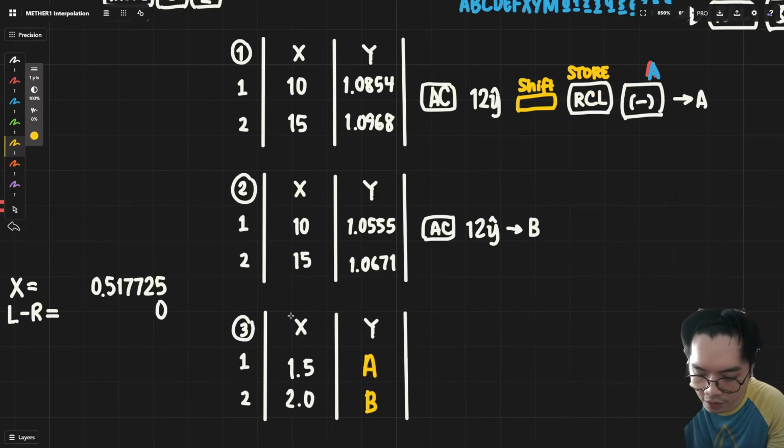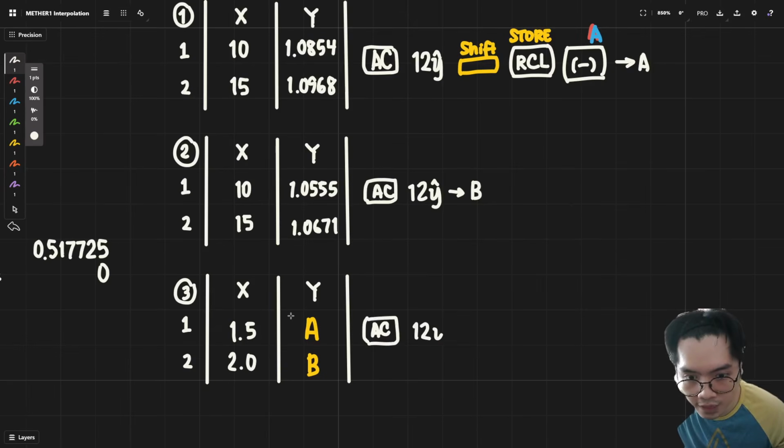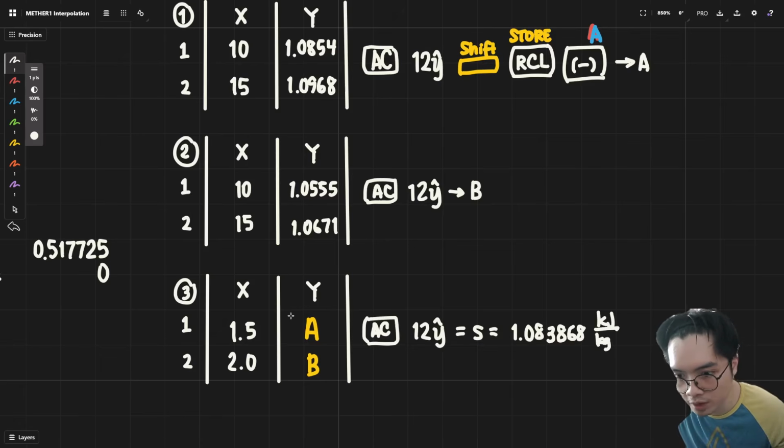Now, if you get in here 1.6y hat, you will be given the answer, which is S is equal to 1.083868 kilojoules per kilogram Kelvin.